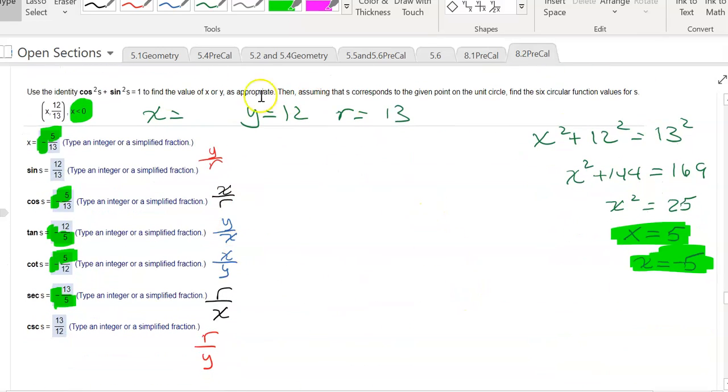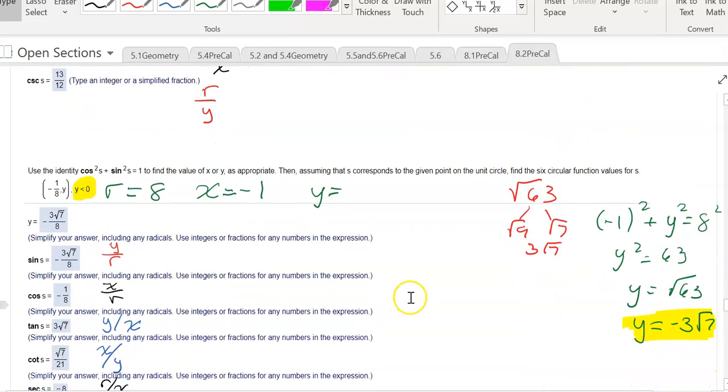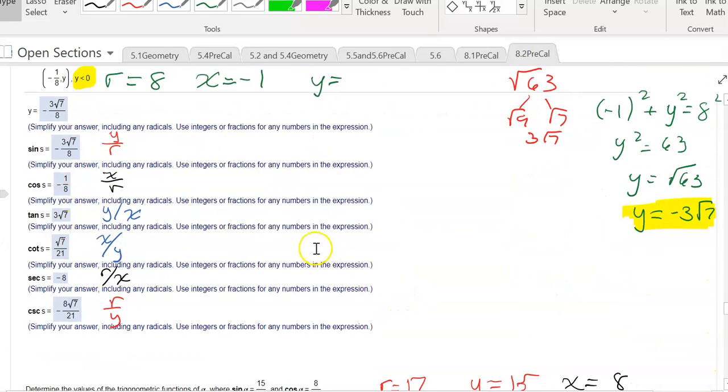Same thing happening here, and here's the case where we come down here. It's really easy to go, oh, I got 5, and you're going to get 1, 2, 3, 4, 5 of them incorrect because it's negative 5 because it tells us x is less than 0. So watch out for that. But once you get that negative value in it, you're just simply plugging in your x, y, and r values and simplifying if necessary.